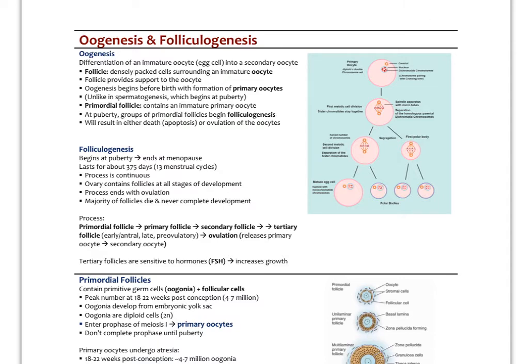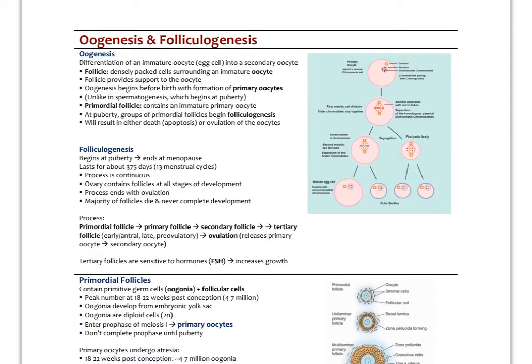So the primary oocyte is actually surrounded by a follicle, and that's known as the primordial follicle. And this primordial follicle contains an immature primary oocyte. All right, so terminology here can get a little confusing, so try to keep along here. I think trying to draw these pictures is one of the helpful ways of understanding this. At puberty, groups of different primordial follicles will begin to be recruited, and this begins the process of folliculogenesis, which I'll look at here next. And that's going to result in either the death through apoptosis or ovulation of the oocyte.